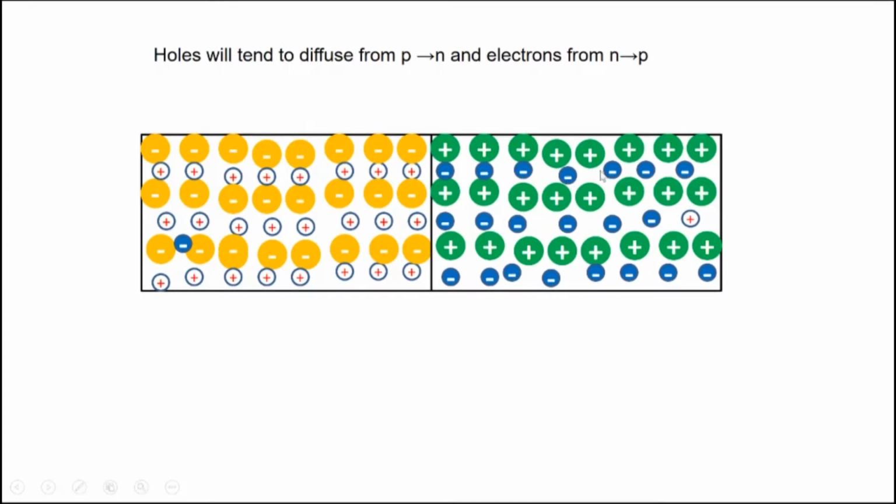Similarly, you see all these electrons here. So many electrons in this particular part, and there are very few electrons here. So there's a huge concentration gradient in electrons, and the electrons will try to move from N to P here.